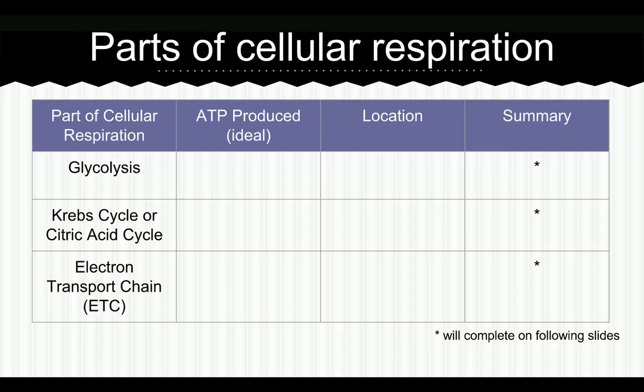The 3 parts of cellular respiration: the first one is glycolysis. The second part is called the Krebs cycle or the citric acid cycle. Those are 2 terms to describe the exact same process.